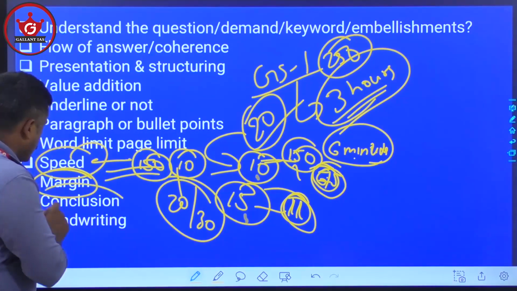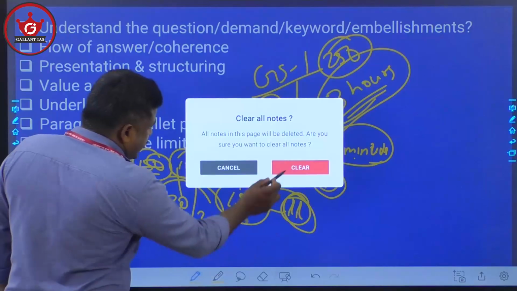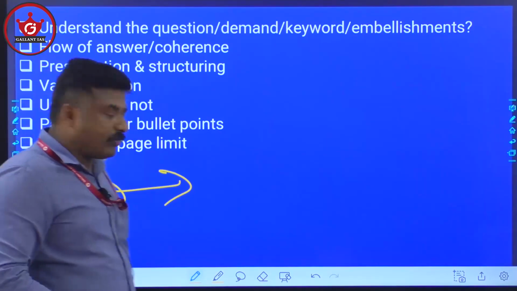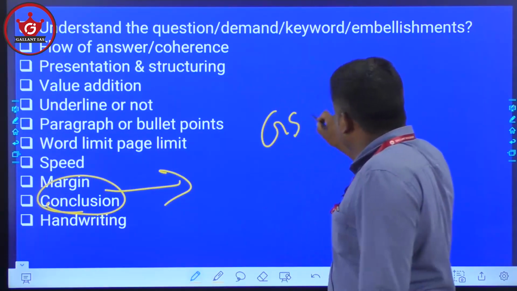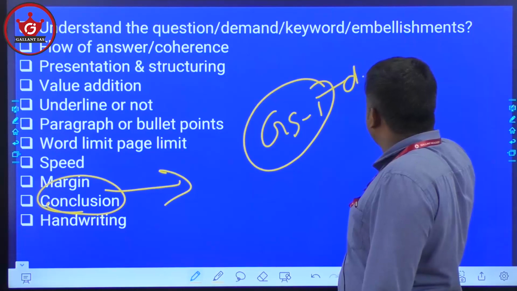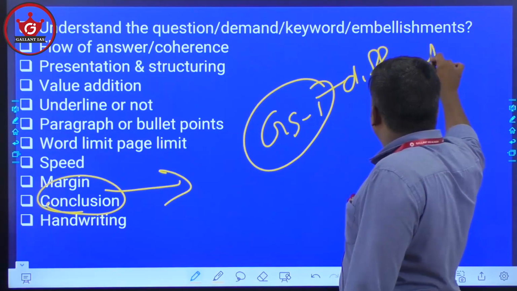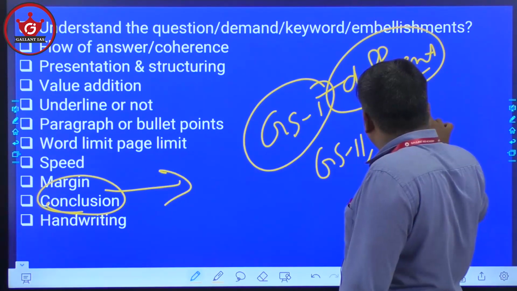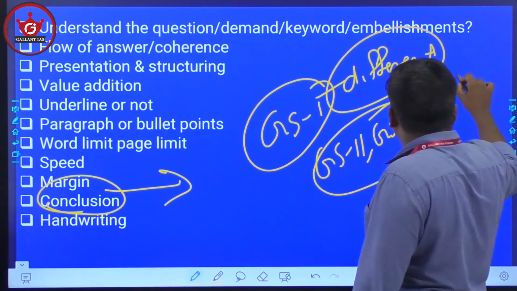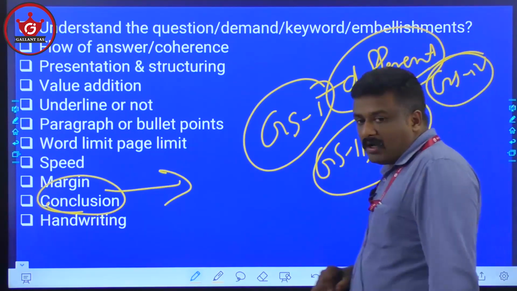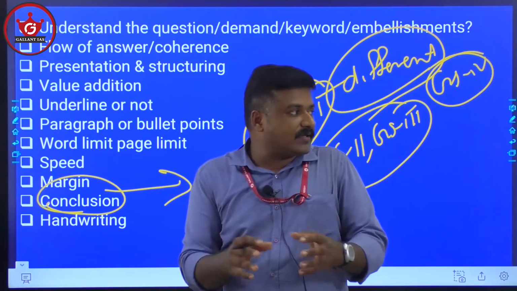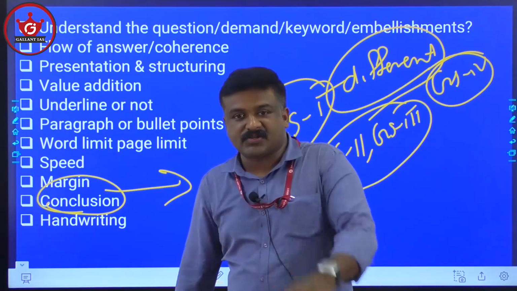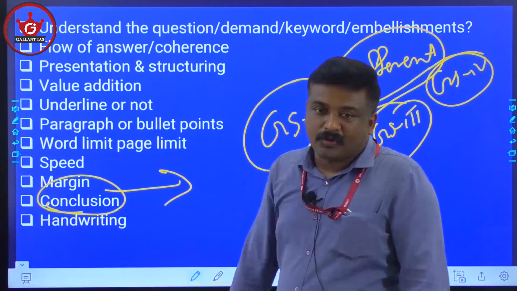Now, conclusion. I would always say that different areas have different approaches regarding conclusion. Conclusion is not always the same. GS1 has a different strategy of writing conclusion. GS2 and GS3 have a different approach, and GS4 again has a different approach. Now, it is not like you memorize some conclusion ideas and put them into every answer. That will not work out. Answers should not look monotonous.